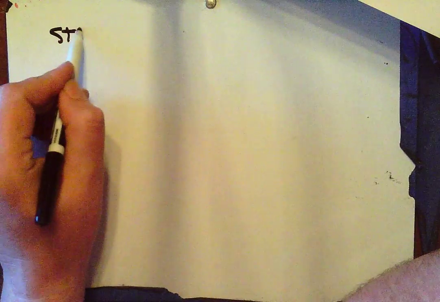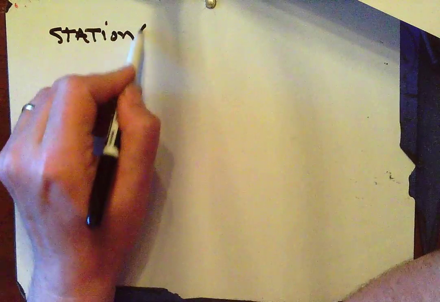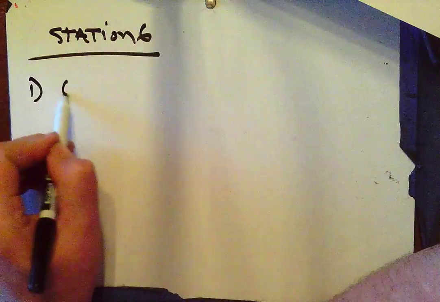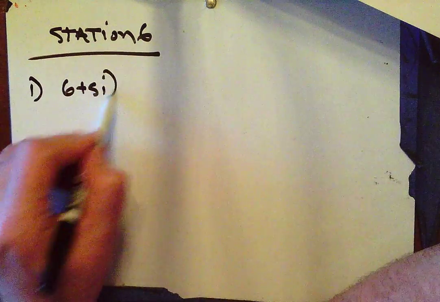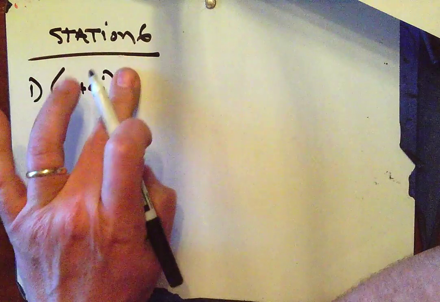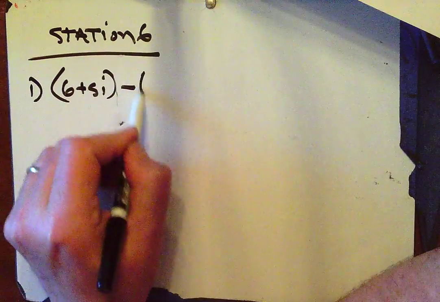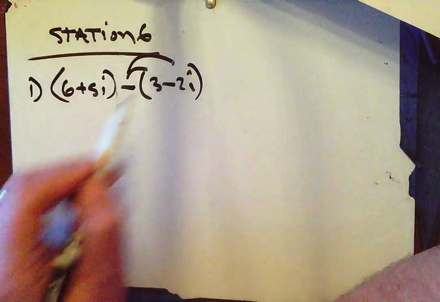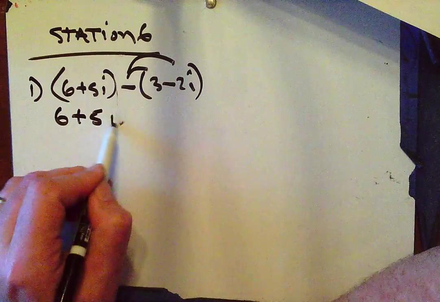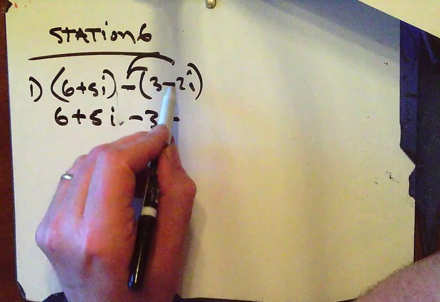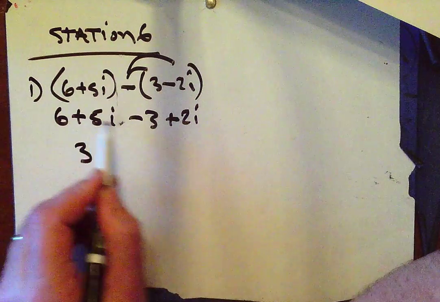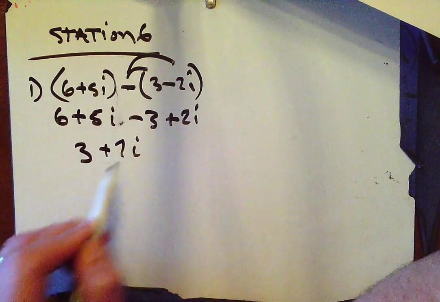Station 6 talks about simplifying complex number expressions. In number 1, we have 6 plus 5i minus 3 minus 2i. Okay, so I'm going to distribute this negative. 6 plus 5i minus 3, minus a minus is plus 2i. 6 minus 3 is 3. 5i plus 2i is 7i.